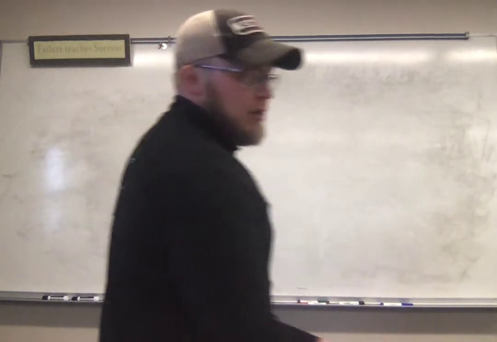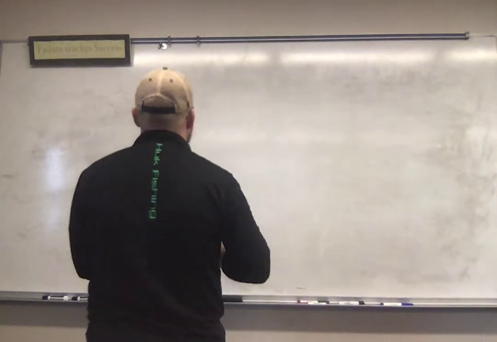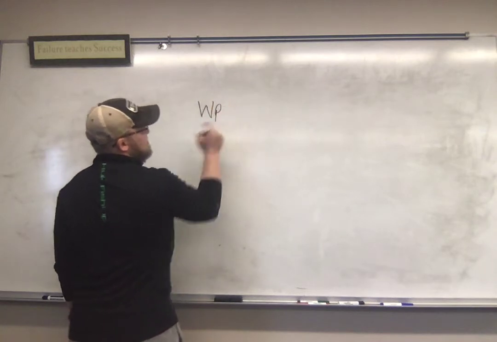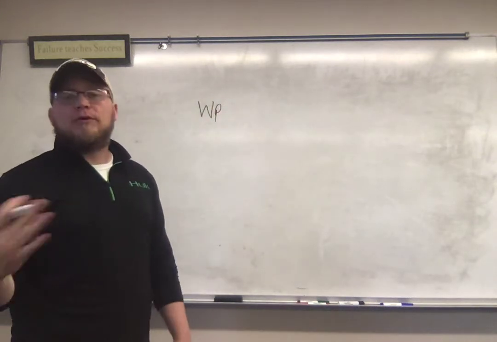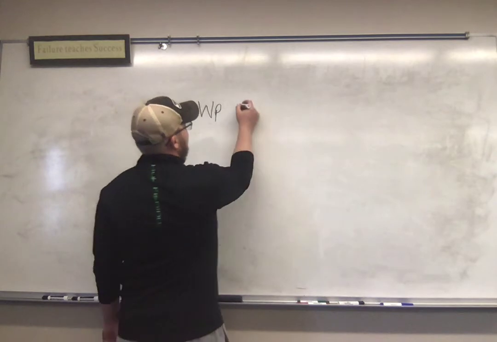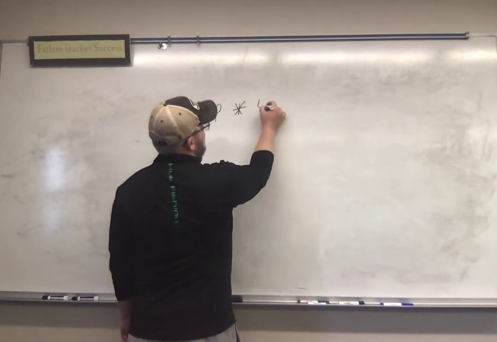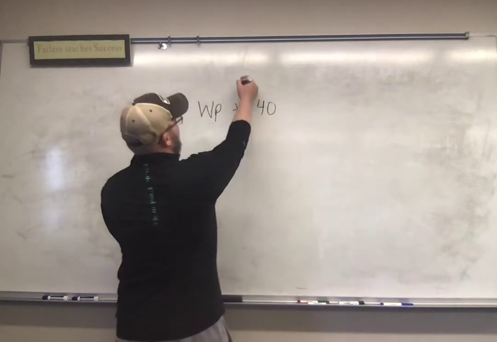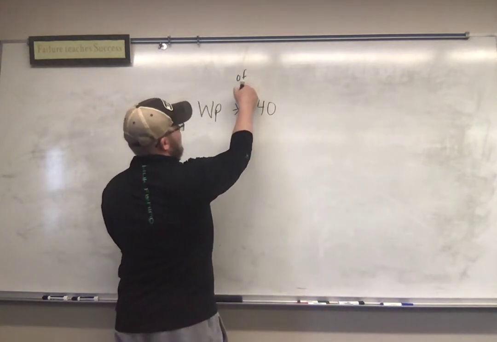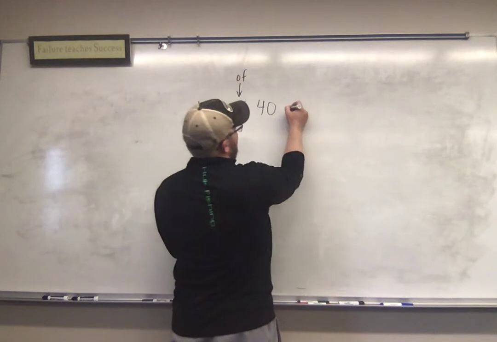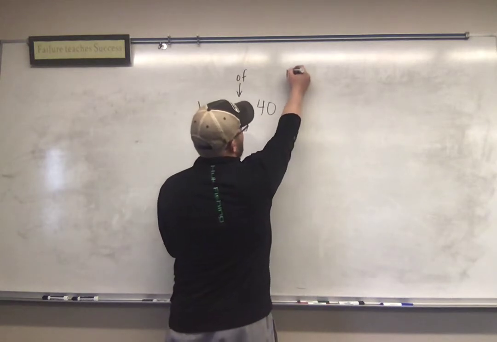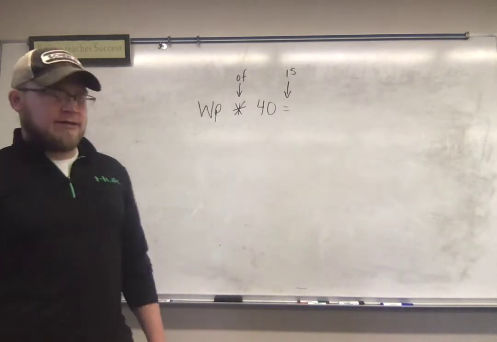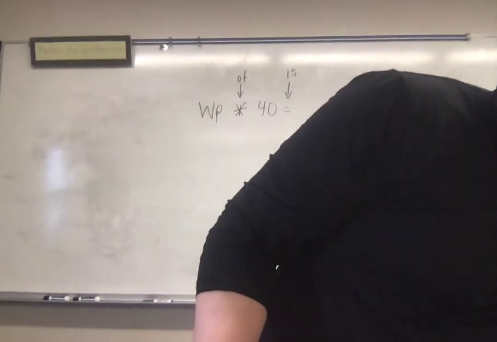So when it says what percent of 40, I'm going to write WP, which just helps me remember "what percent." Of is times 40. This word, of, is right here, and this word, is, is right here. And then it said 25.